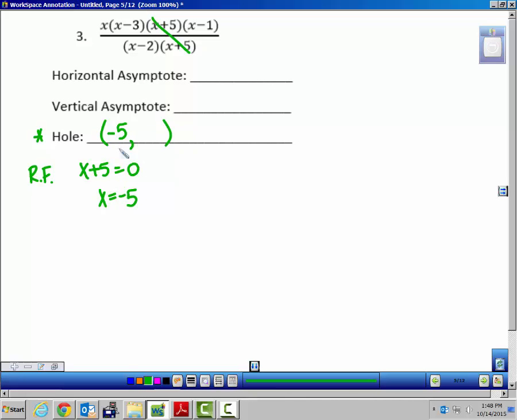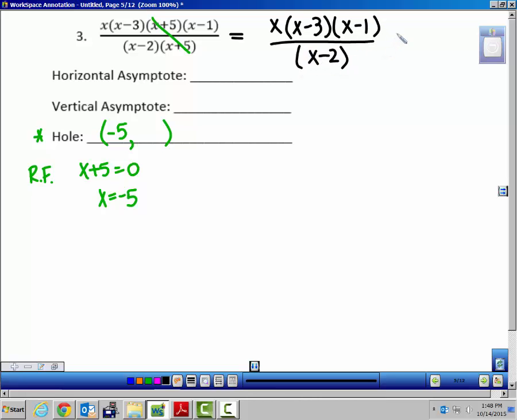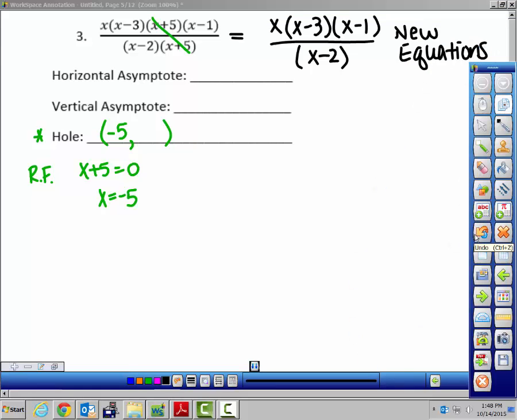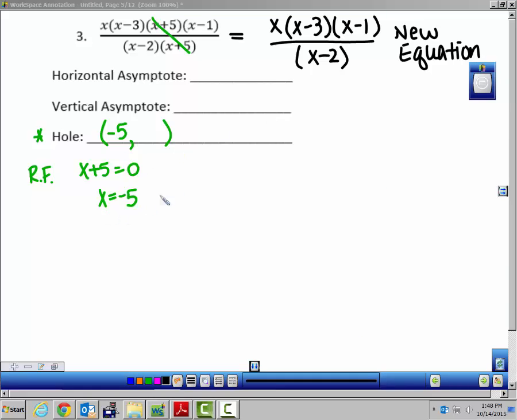The x value is negative 5. We still have to find the y value. So your new equation after that's canceled out is everything that's left. That is what you use to now find the y value of the hole, and that's what you'll use to find the asymptotes as well. Not equations, equation. Alright, so now we plug negative 5 into that new equation.